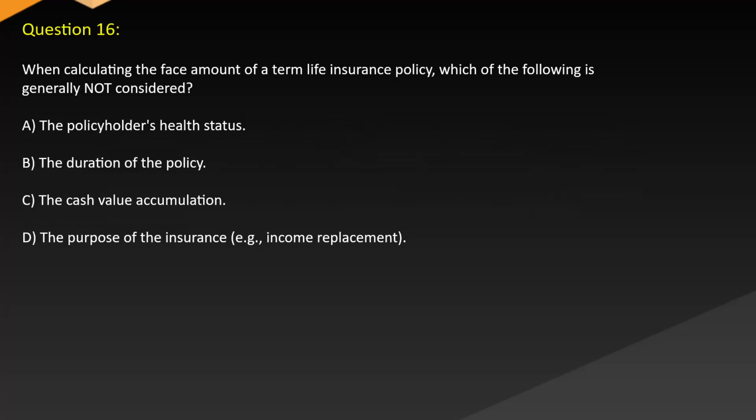Question 16. When calculating the face amount of a term life insurance policy, which of the following is generally NOT considered? A. The policyholder's health status. B. The duration of the policy. C. The cash value accumulation. D. The purpose of the insurance, e.g. income replacement.